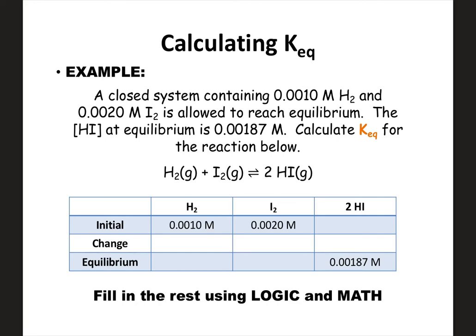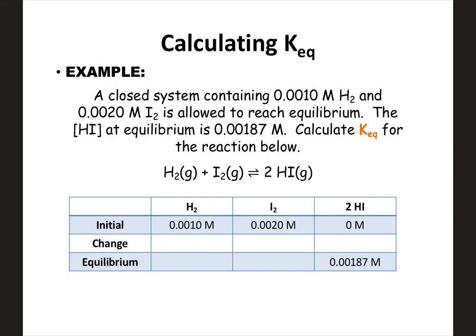These are not the concentrations at equilibrium. These are the initial concentrations of the H2 and the I2. But I also know the concentration of the HI at equilibrium, so that's why I wrote that one down here in the equilibrium row. Because I know one of the concentrations at equilibrium, that's what makes this a logic and math version of the problem. So now we need to fill in the rest of the table here using logic and math.